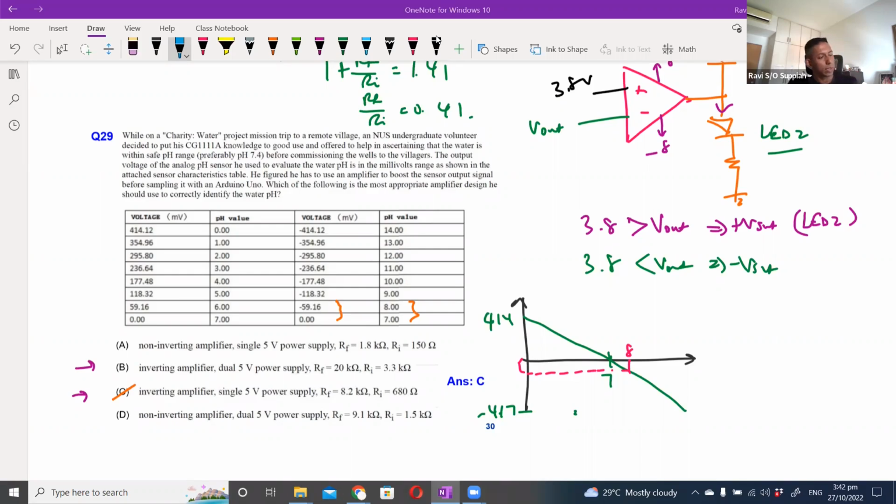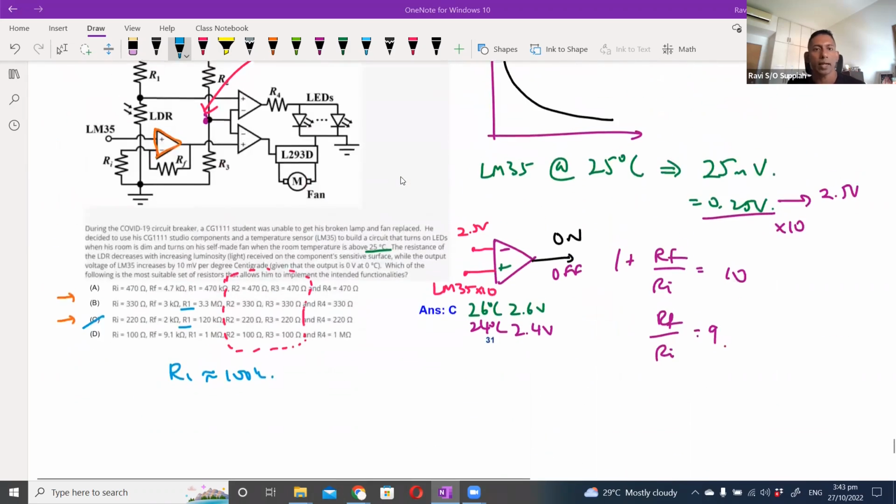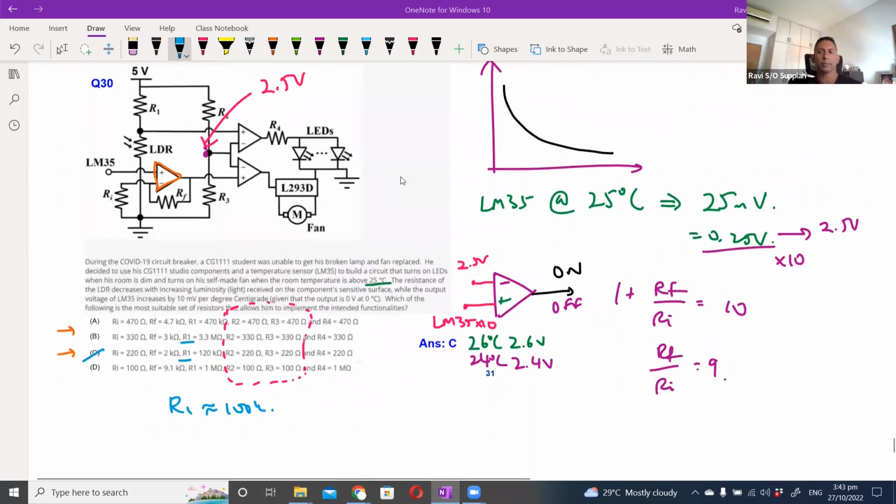Okay, so as usual, I'll upload the video and I'll also send this document, so you can use that for reference. Question 30 is relating back to the lab on the LDR. I think it's the second last or the last lab, yeah.